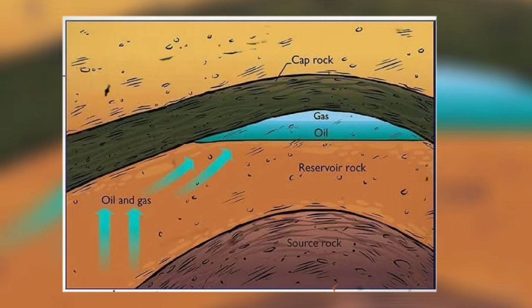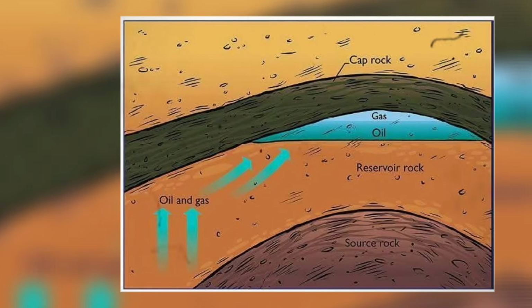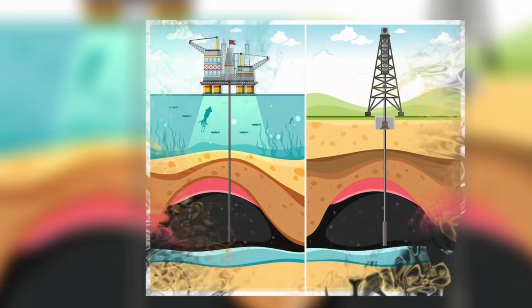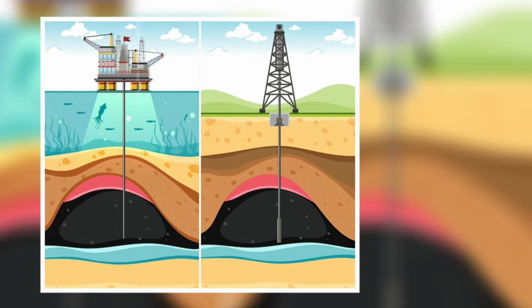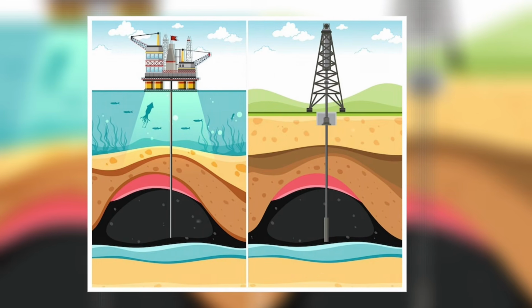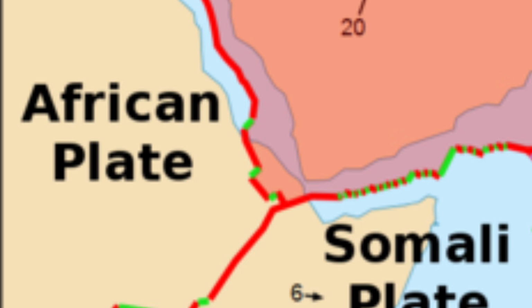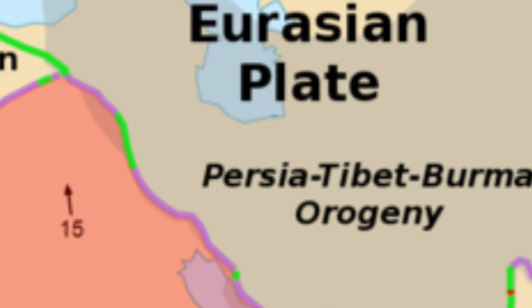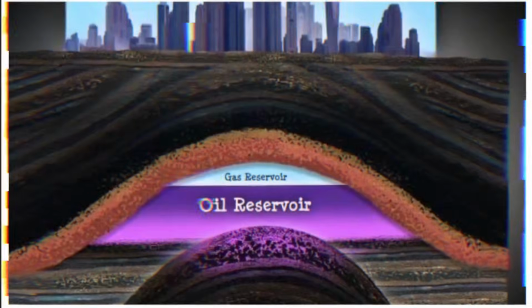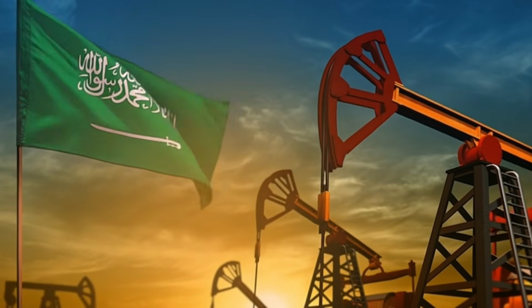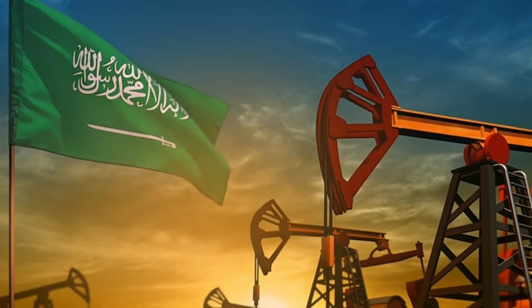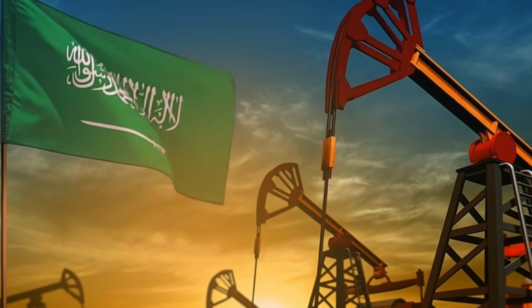In addition to having ideal source rocks and cap rocks in the Middle East, there are huge anticlines, or dome-shaped folds, formed underground due to the collision of tectonic plates. That is, the African, Arabian, and Eurasian plates. These naturally formed domes act as huge reservoirs of oil underground. As a result, oil extraction in the Middle East is much easier and cheaper.